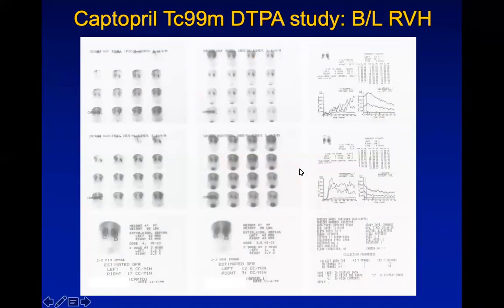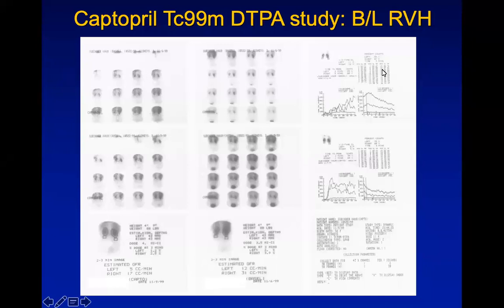This is a very old study because we hardly do this study anymore. Captopril is no longer available readily. I don't remember in the last few years having done any of these captopril renography studies. So this is from an ancient archive in 1999. Bilateral renal artery stenosis suspected.